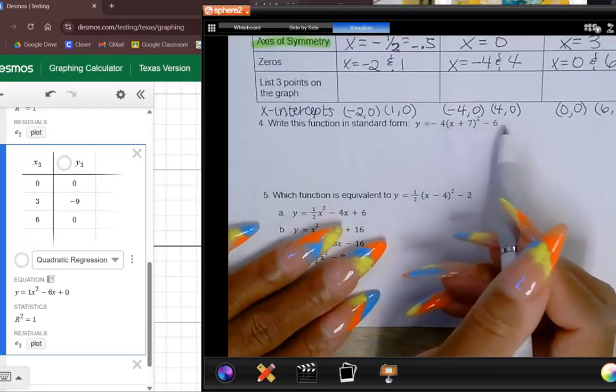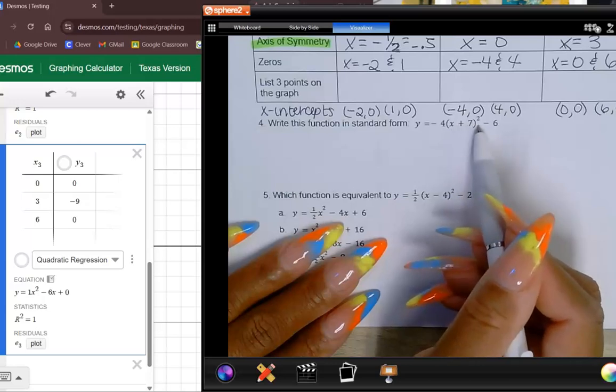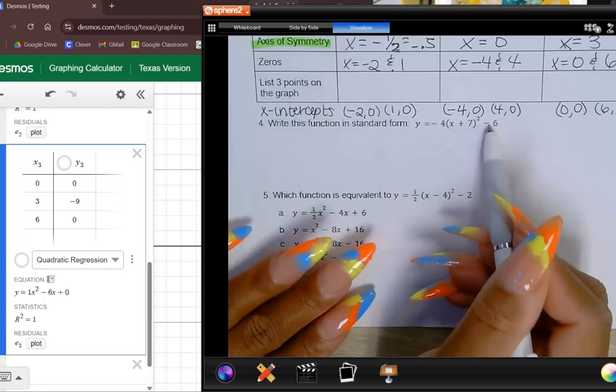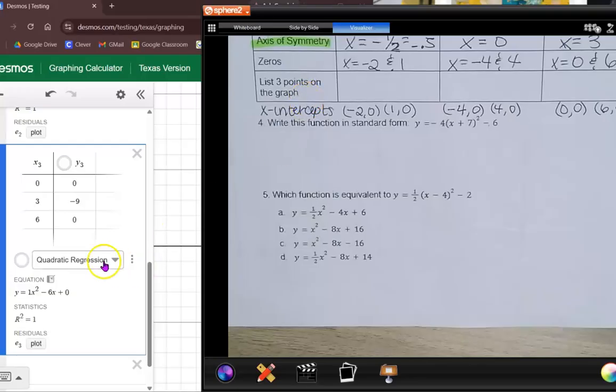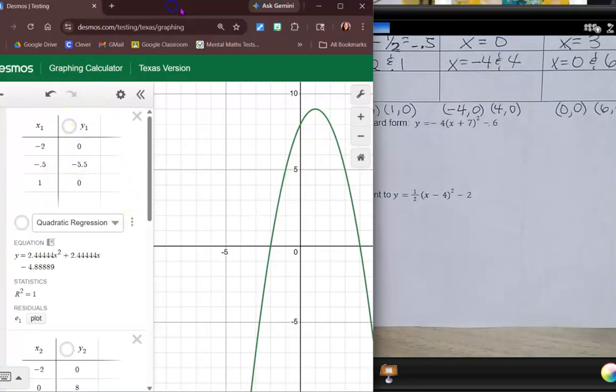Write this function in standard form. So in order to do this, we must square this. x plus 7 gets squared, minus 6. I guess we don't need Desmos. I did want to show you how to determine your axis of symmetry really quick.